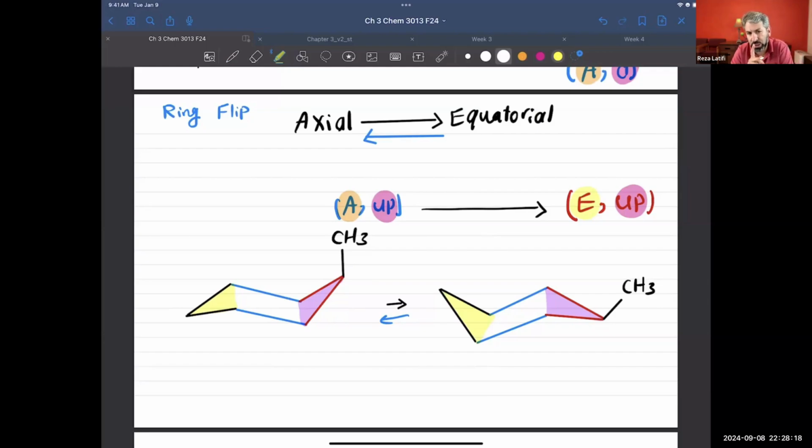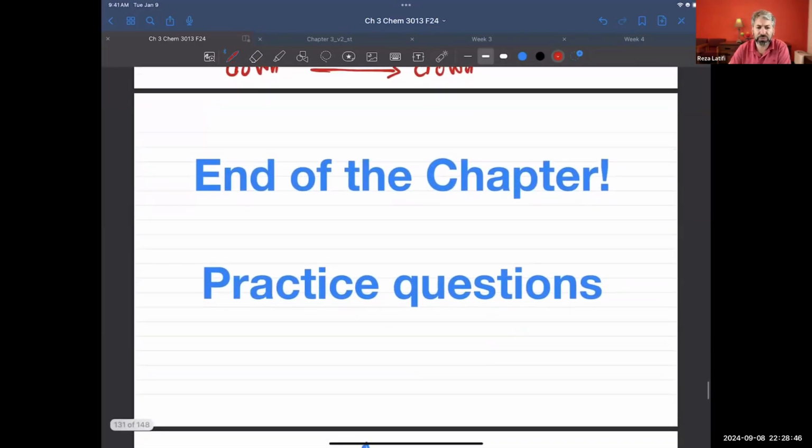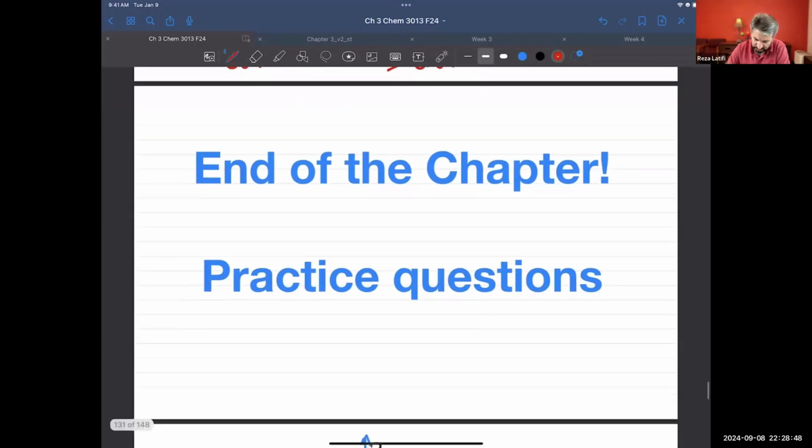Keep this one in your mind: up is going to stay up, and down is going to stay down. We do not mess with the direction whenever we do ring flipping. And this is going to be the end of the chapter. I do have some examples.